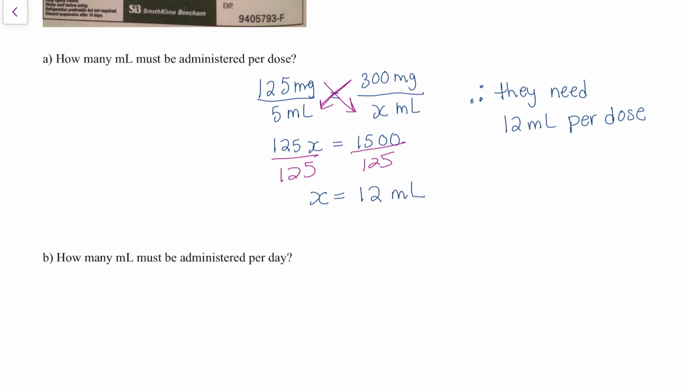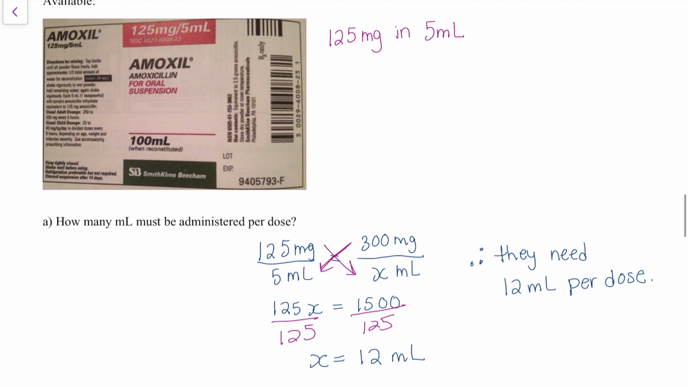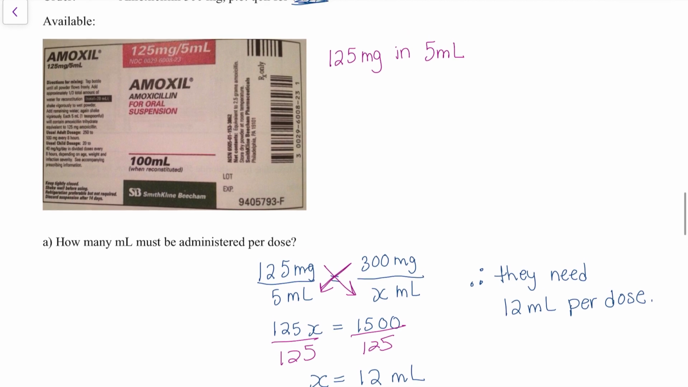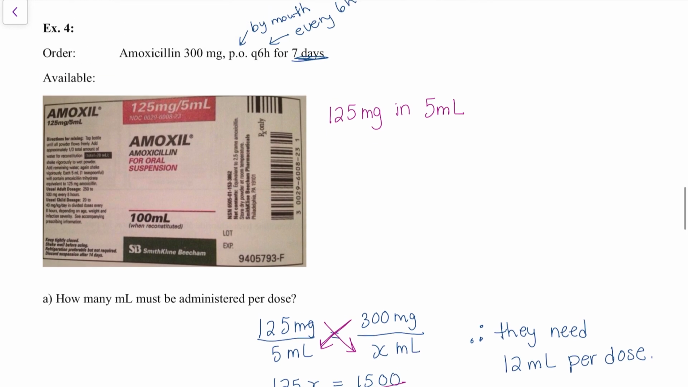We always want to kind of look back. Does this kind of make sense for the question? Well, there's 125 milligrams in 5 milliliters, and I need 300 milligrams, which is more than double. So I know I'm going to need more than double the milliliters as well. So you always want to look back. Does this number make sense? Right? If my number went down, it was less than 5 milliliters, I know I set up my ratio wrong because I know they need more than that in order to get what was ordered.